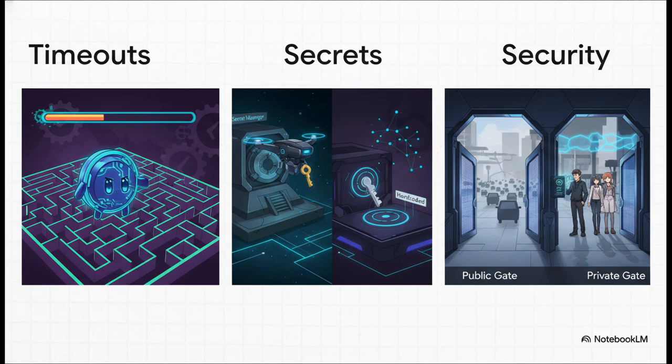First, timeouts. Some models take a while to run inference, so make sure your request's timeout is long enough to let them finish their work. Second, secrets. Please never, ever hardcode API keys in your code. Use a tool like Secret Manager and inject them as environment variables. It's way more secure. And finally, security access. You can make your service public for the whole world to see. Great for demos. Or you can lock it down with IAM so only authorized internal services can access it.